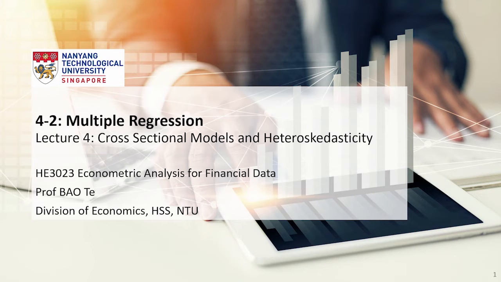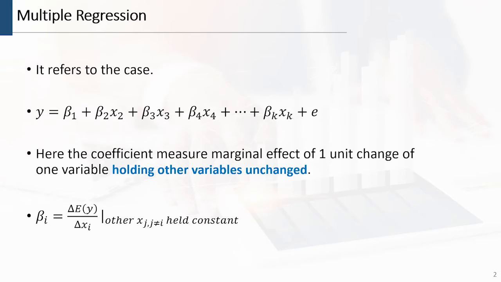Okay, let's start with the key concepts related to multiple regression. We know that in the last lecture, we already studied simple regression, where you only have one independent variable in the regression model. Multiple regression refers to the situation where you have more than one x variable, or more than one independent variable, in your equation. Like here, you might have x2, x3, x4, and so on and so forth.